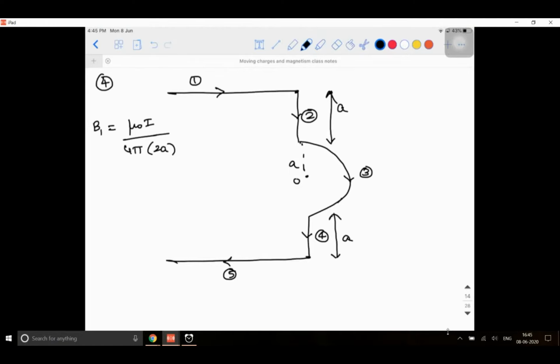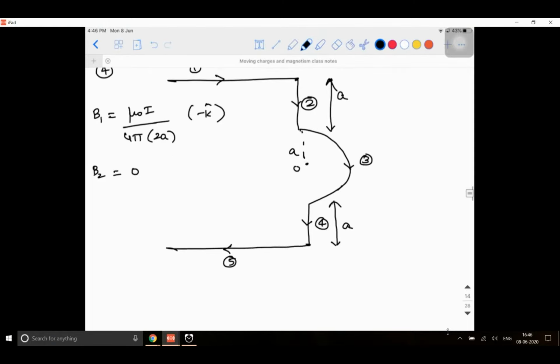Now, can someone tell me what is going to be the direction of it? Minus k cap, sir. Very good. It is minus k cap. That's right. So B2 is how much? 0, because it is passing through the point where you're trying to calculate the field. Similarly, B4 will also be 0. Now, what will be the value of B5? Mu naught I by 4 pi into 2a, plus k cap. It is minus k cap, sorry, it is minus k cap.